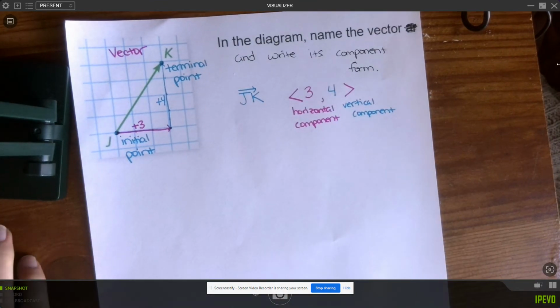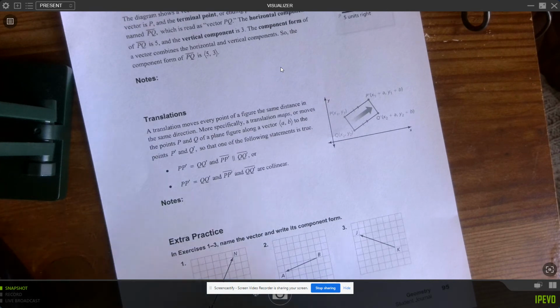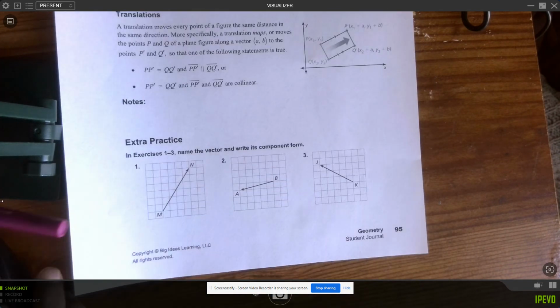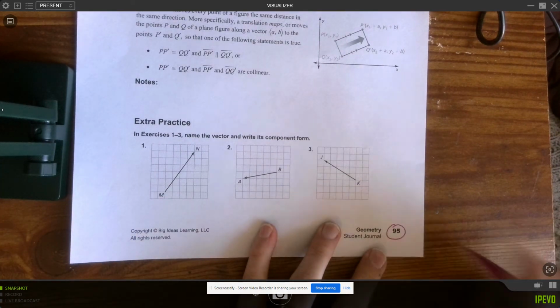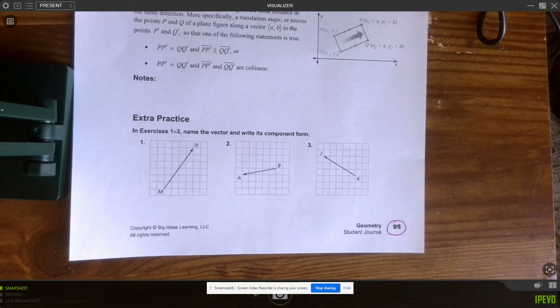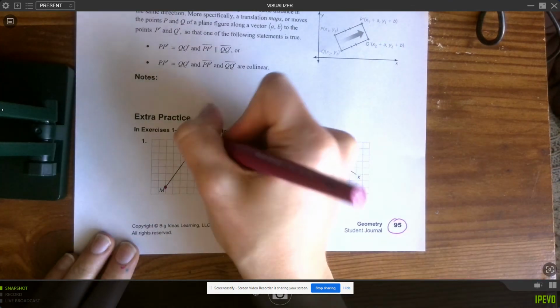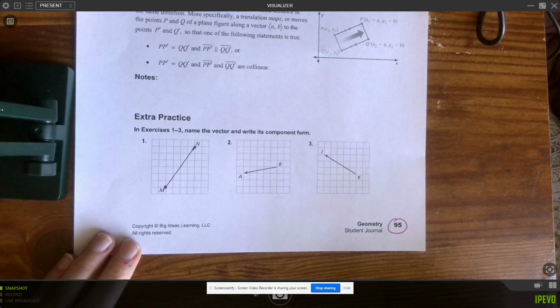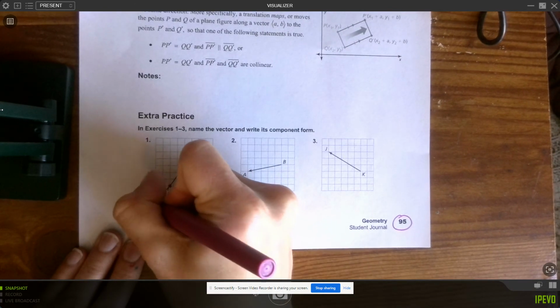So let's go ahead and do a few more of these in your student journal. You have some more to try. Go to page 95 in your student journal. Okay. In exercises 1 through 3, name the vector and write its component form. Okay. In number 1, M is the initial point, N is the terminal point. So we would name this vector vector MN.